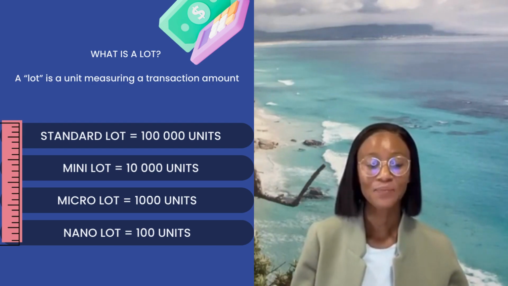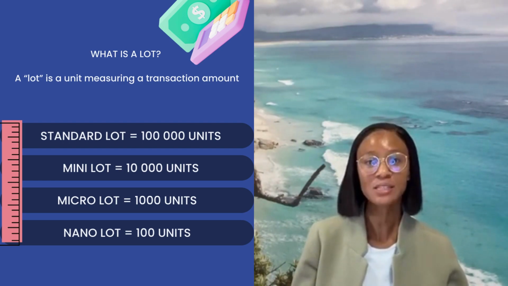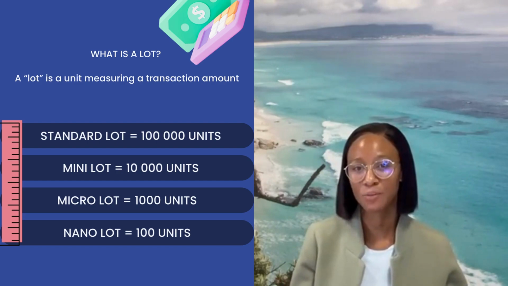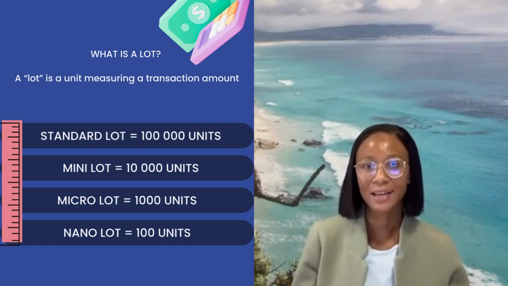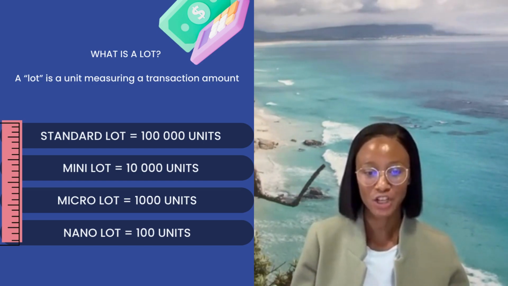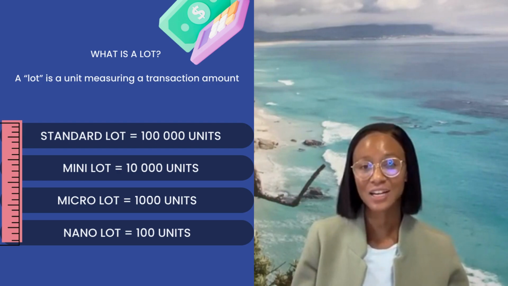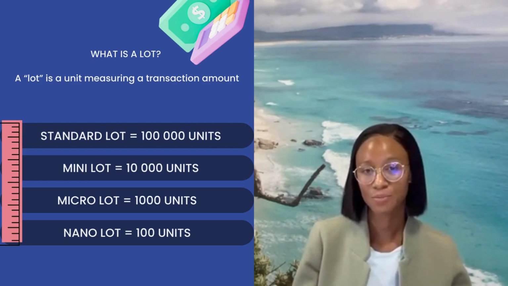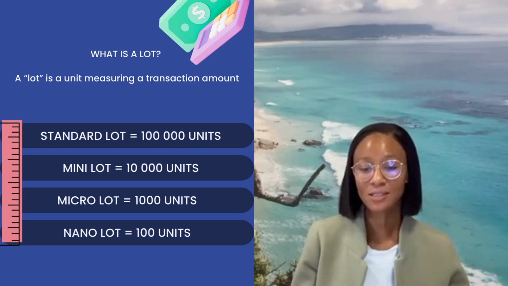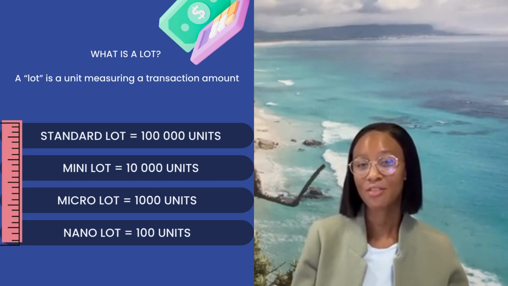So what is a lot? A lot is a unit measuring a transaction amount. Just like you would measure distance by kilometers and let's say water by liters and your weight by kilograms, you also measure the units of trades by lot sizes. So when you're looking at a standard lot, we have about 4 different types of lot sizes. We get the standard lot, which is 100,000 units, and then we get the mini lot, which is 10,000 units. A micro lot is 1,000 units, and a nano lot is 100 units.